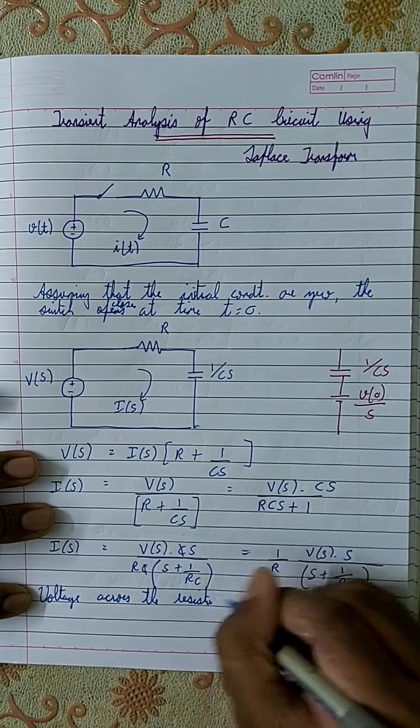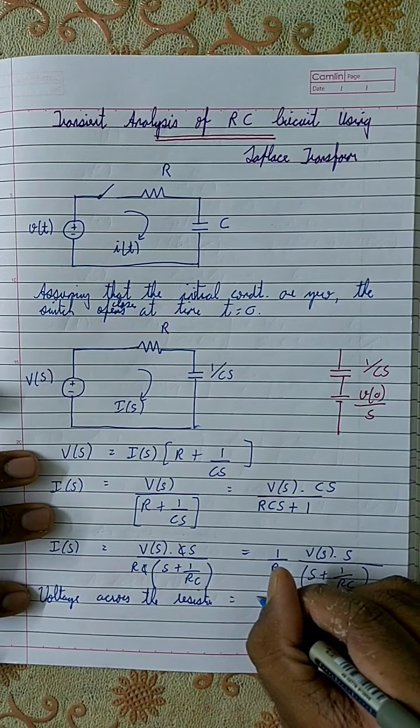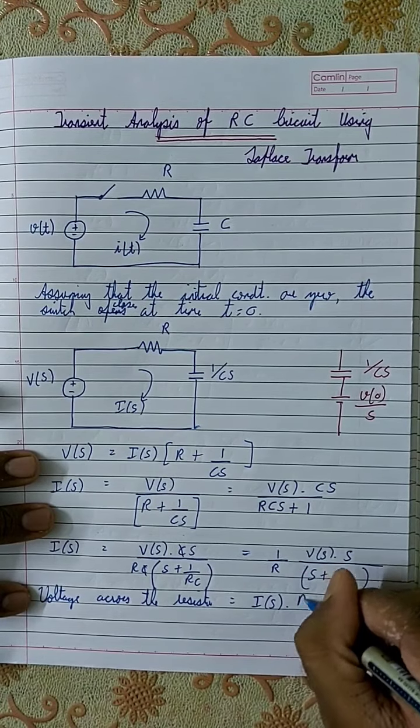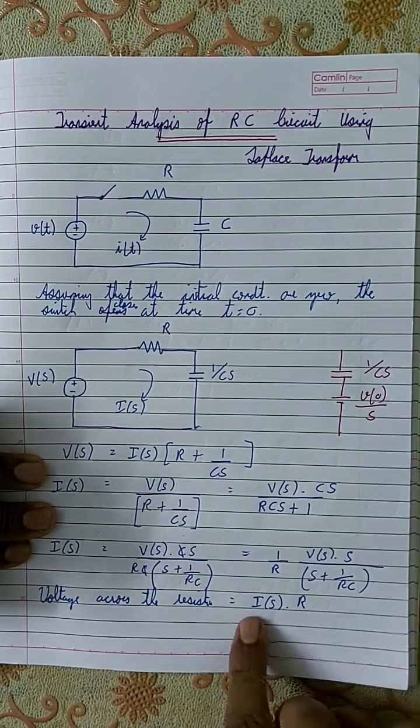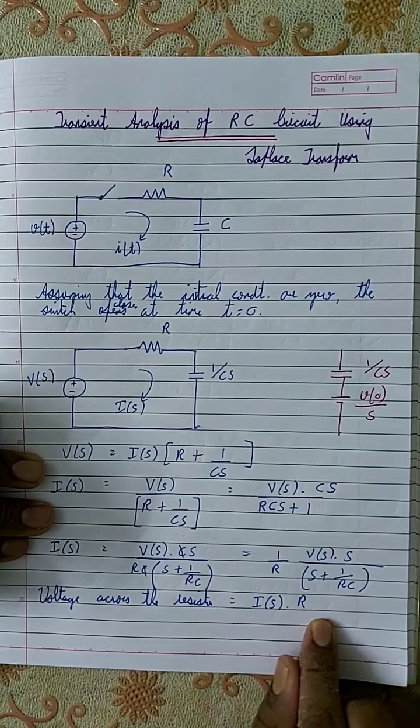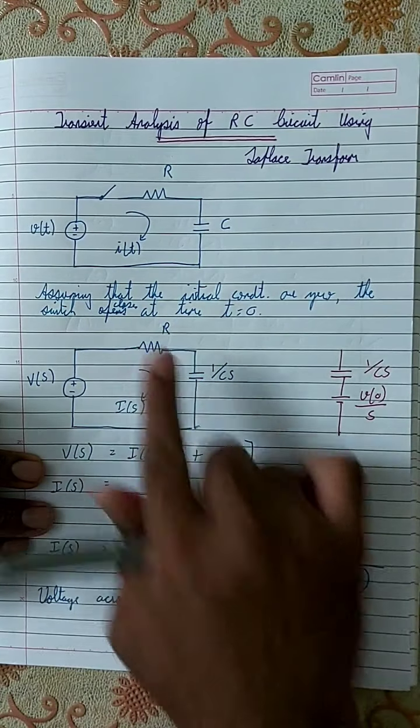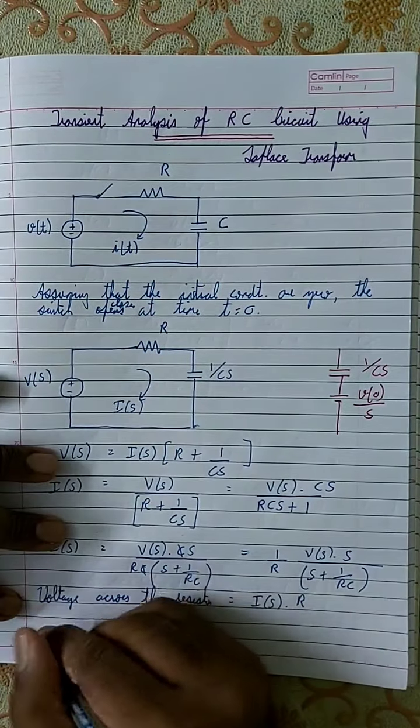That's all. So voltage across a resistor is equal to I of S into R, Ohm's law, right? I of S into R. This is the voltage across a resistor alone.